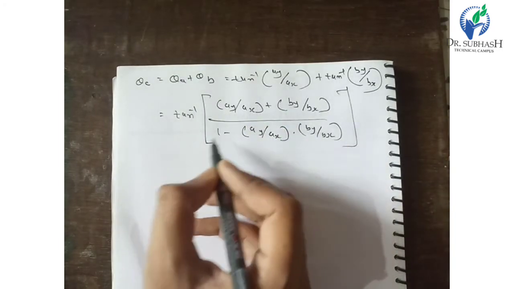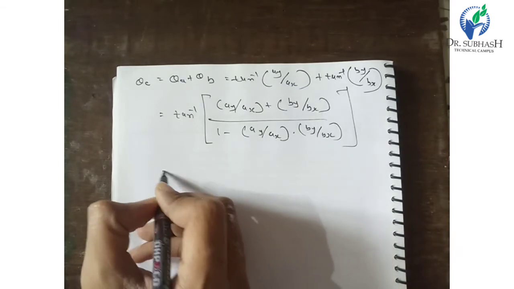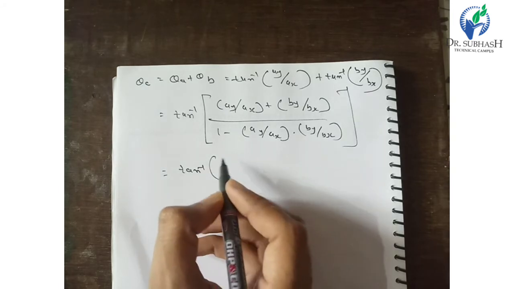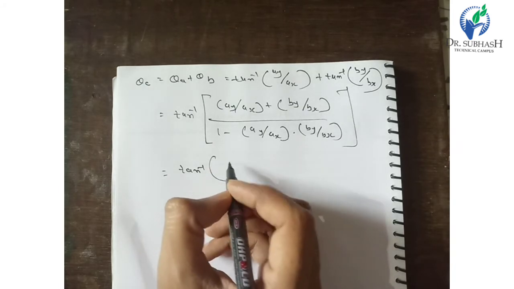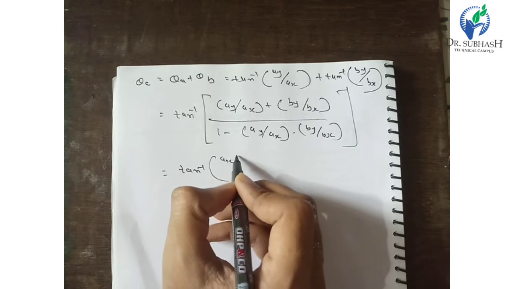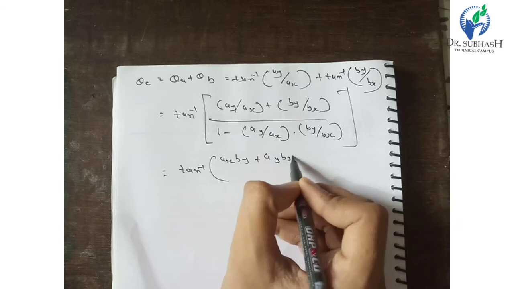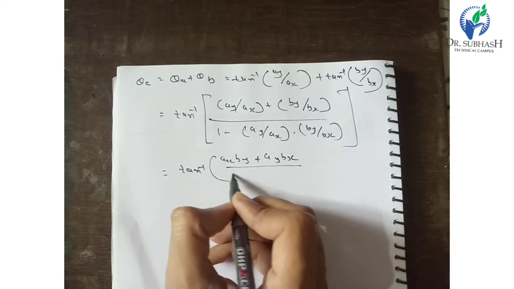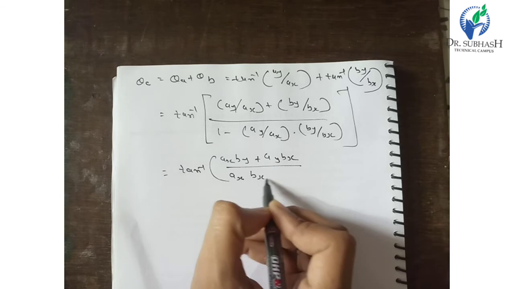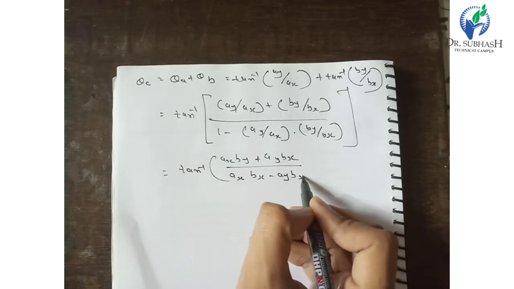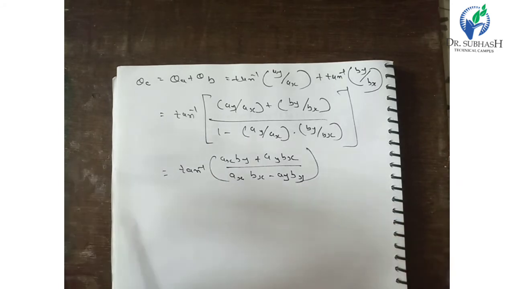Now by using this form we can write the value of tan inverse as tan inverse of AX into BY plus AY into BX upon AX BX minus AY into BY. The above result is obtained from the simplification of them.